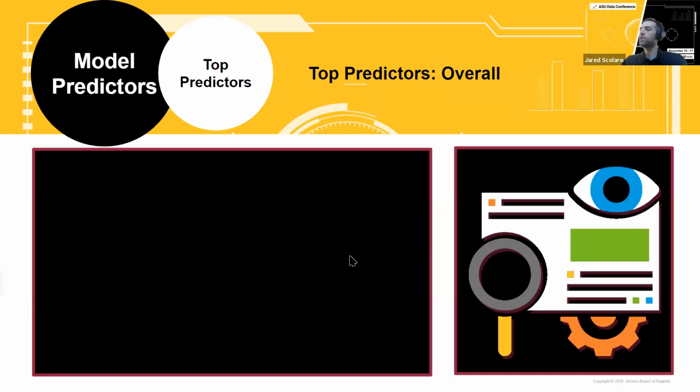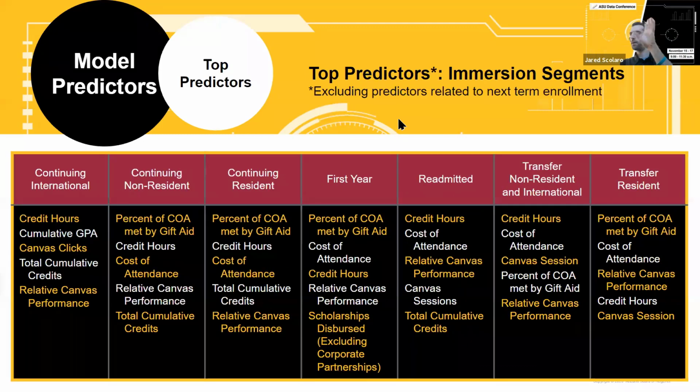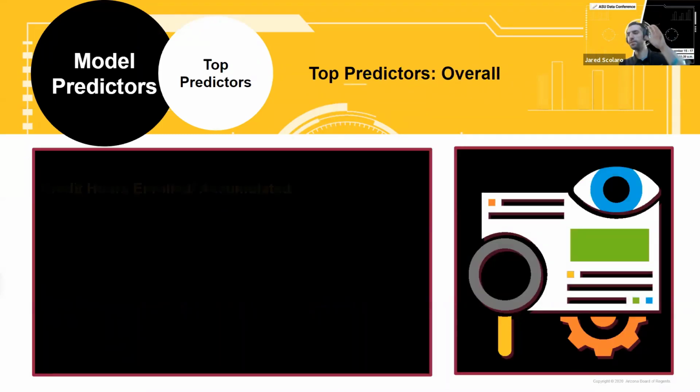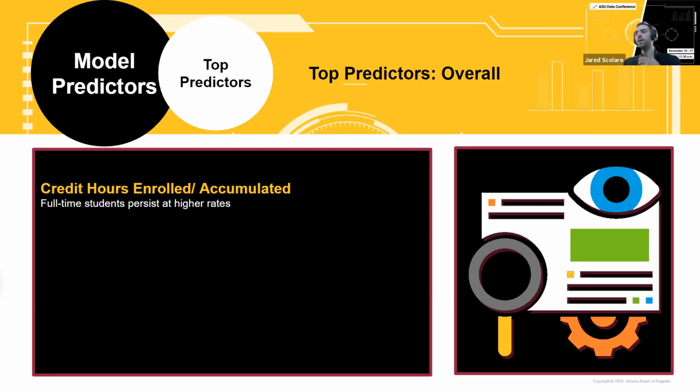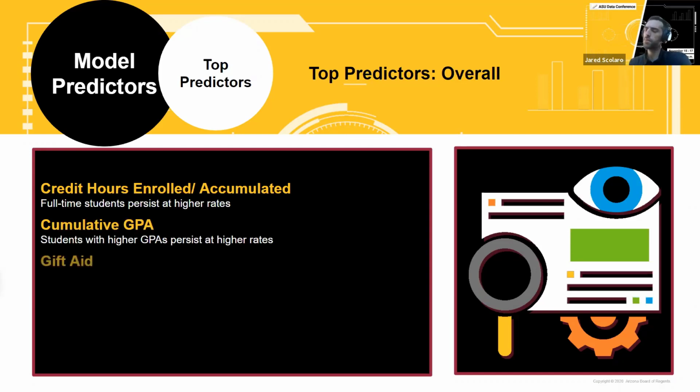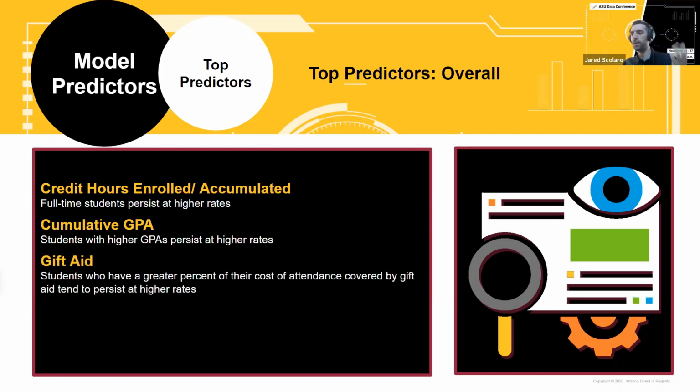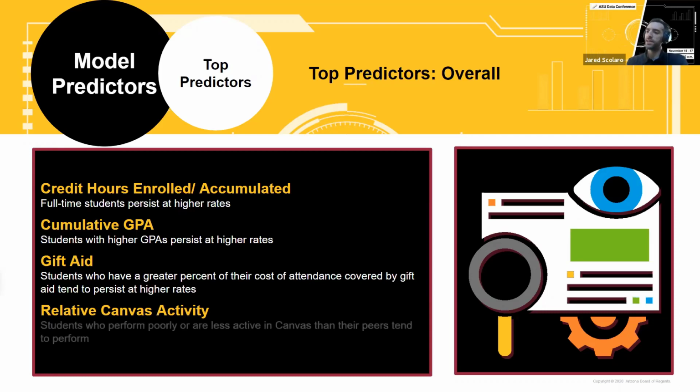Just as an overall summary, as I looked through the complete lists for all these segments, the categories that stood out most as top predictors were credit hours enrolled or accumulated. I think more full-time students tend to persist at higher rates, which is generally known. Cumulative GPA: students with higher GPAs tend to persist at higher rates. Gift aid: students who have a greater percent of their cost of attendance covered by gift aid tend to persist at higher rates. Loans can also help students persist. And then relative Canvas activity: students who perform poorly or who are less active than their peers tend to perform worse. I forgot to finish that sentence there. But yeah, those were some of the top predictors that we observed here.